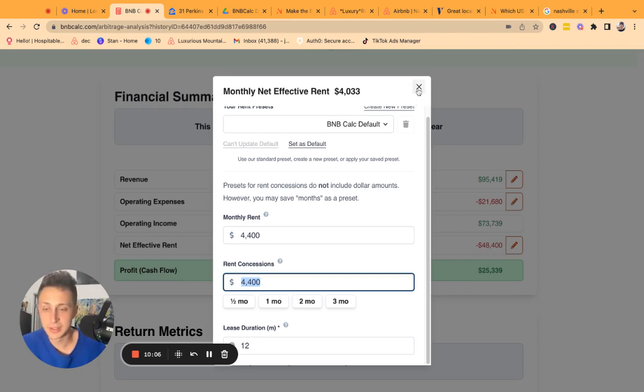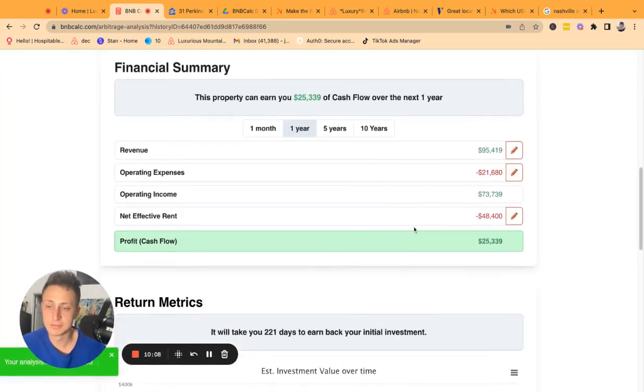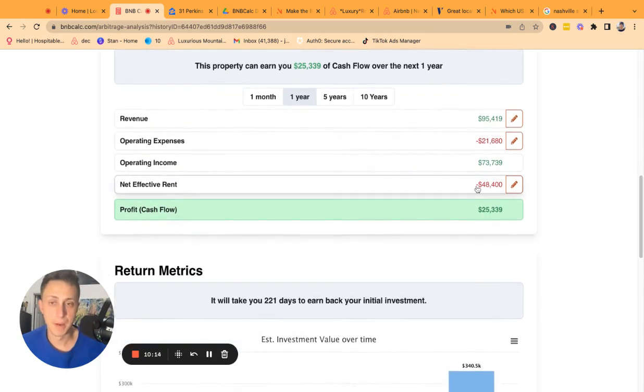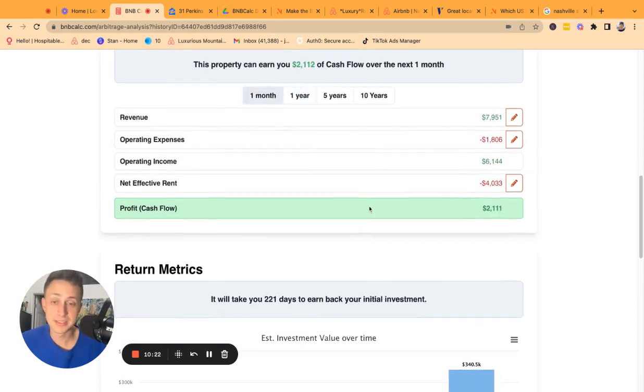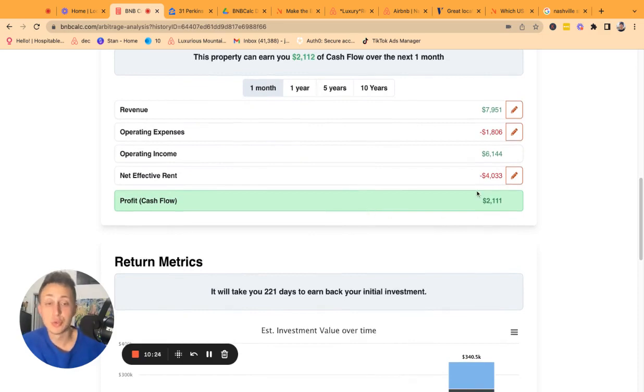So let's assume the landlord gives us a free month of rent. There's different negotiation strategies you could do to get that, but a lot of times that does happen. So you subtract the net effective rent from the operating income. That gives you your cash flow. Again, we can look on an annual basis. We can look on a monthly basis. Here, we're calculating $2,000 a month of cash flow.